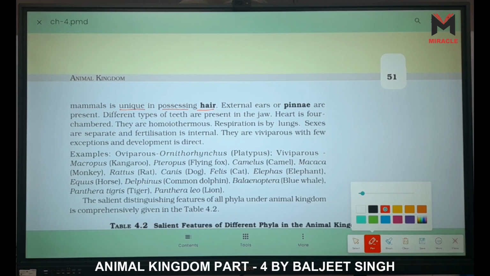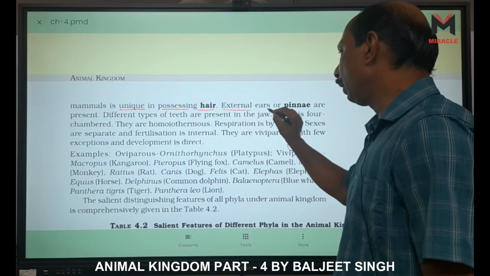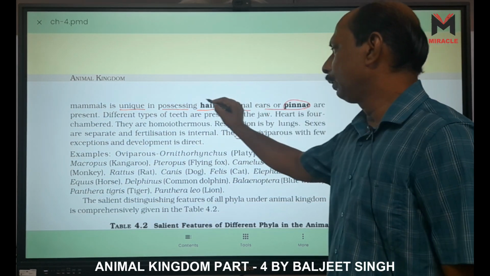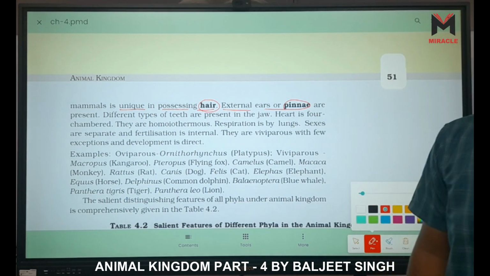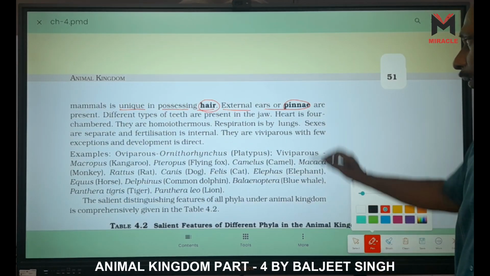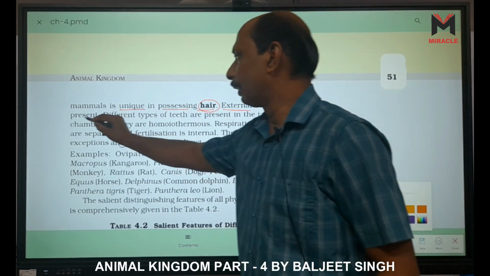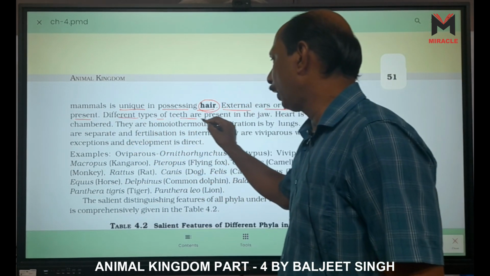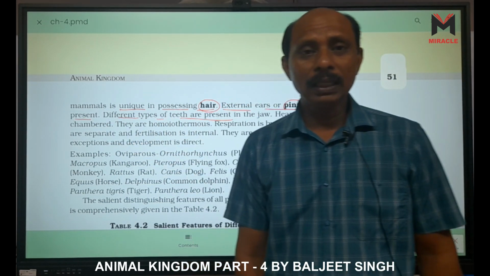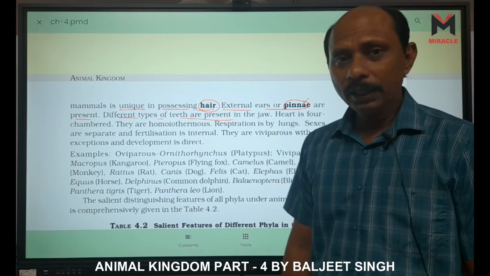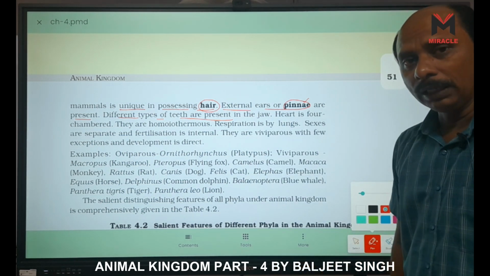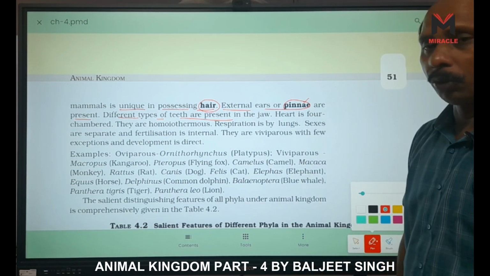Mammary gland, body hair, and the external ear called pinna. These are other specific or unique characteristics. External ears, pinnae, are present. Different types of teeth are present. That means they are heterodont. Different types of teeth means heterodont. Same type of teeth means homodont, right?